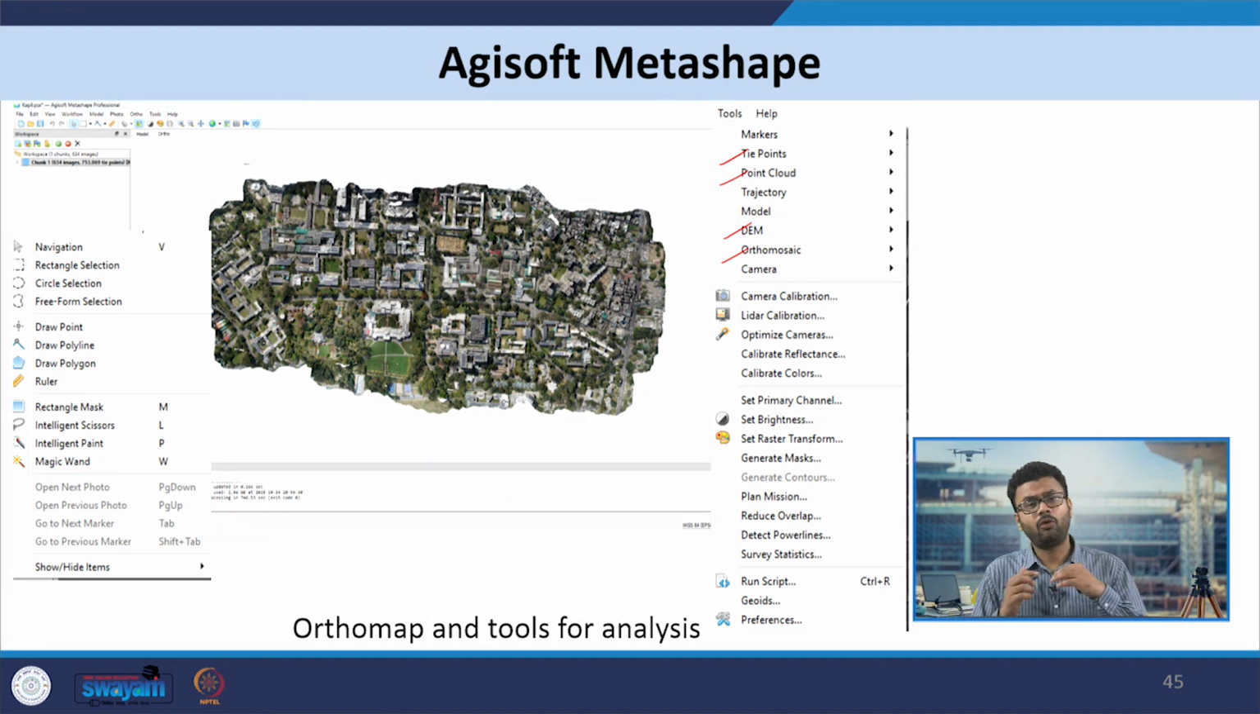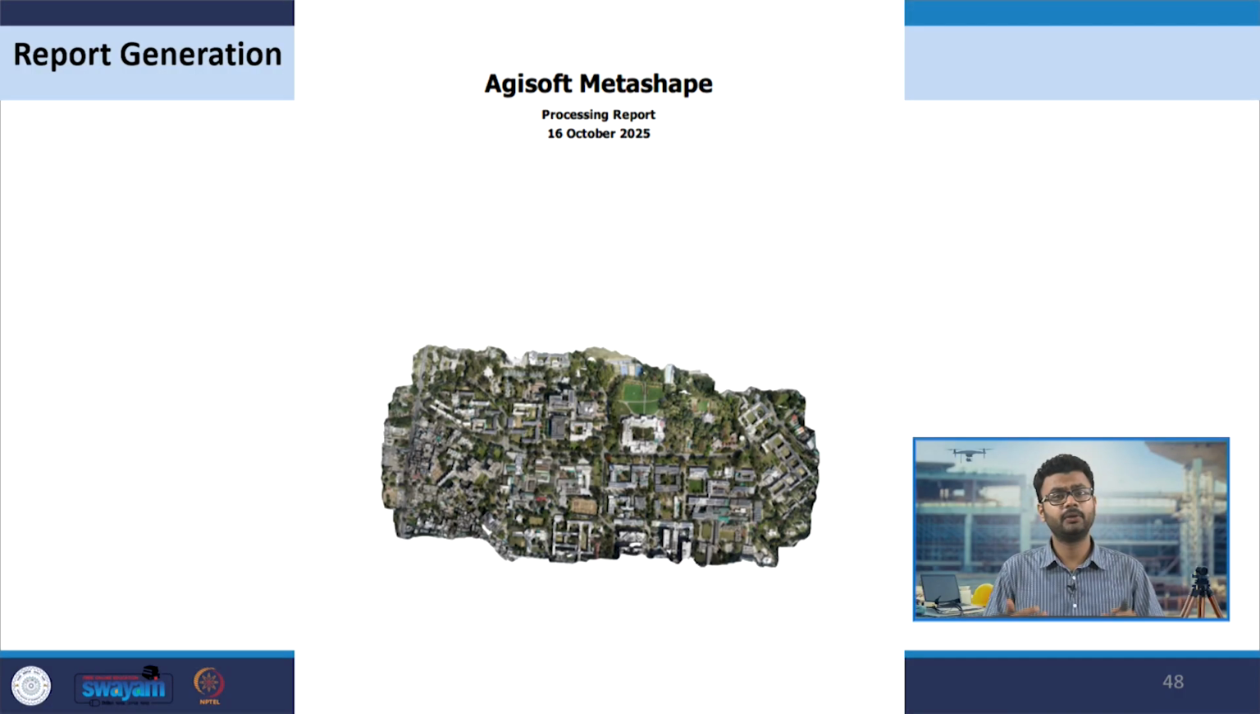So although all softwares have an option for report generation, commercial softwares provide a more polished survey report that can be useful for understanding the calibration, accuracy, and the summary reports that are generated with these softwares. They can be directly shared with the end user. So this is one sort of report which is generated by the Agisoft Metashape software.